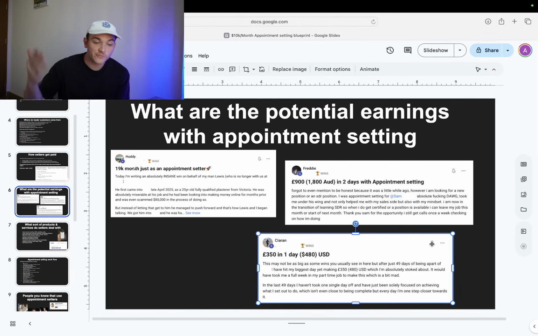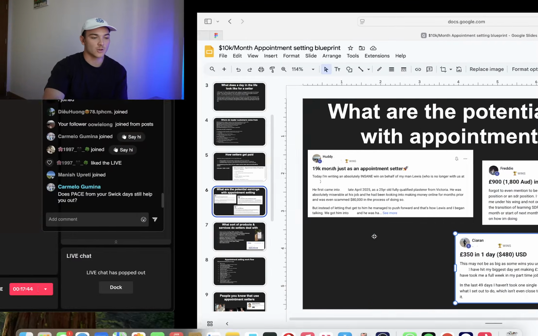It would have taken me a full week in my part-time job to make this amount, which is a bit mad. In the last 49 days, I haven't taken one single day off, and I have just been solely focusing on achieving what I set out to do, which isn't even close to being completed, but every day is one step forward towards it." So it took him that many days to actually achieve that, but this is his biggest day so far. But now he has that skill. It's not just luck. He's obviously worked towards it. He's obviously got the right training from our community, and he's been able to make that in a day. So let's go, Kieran.